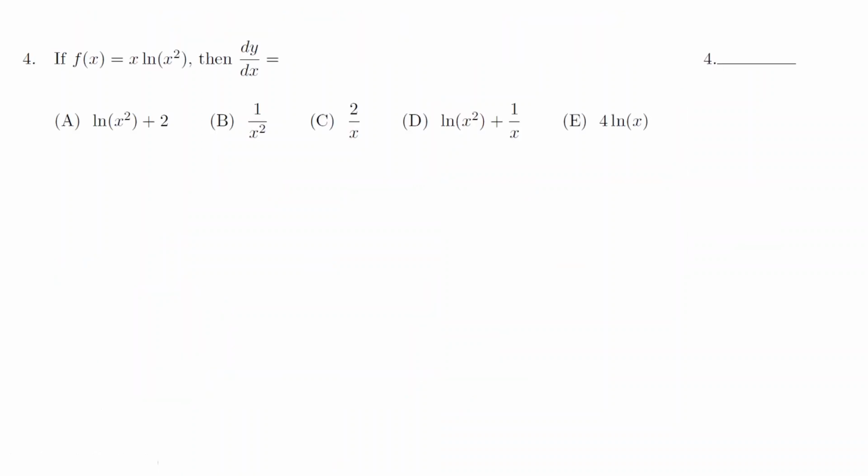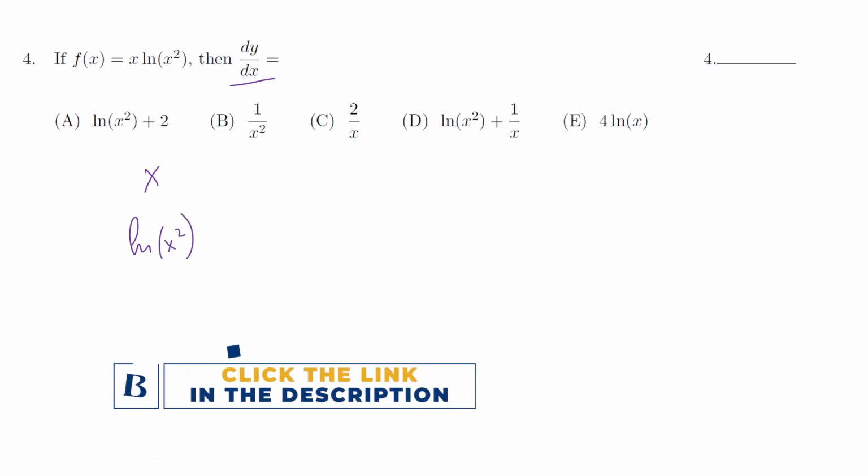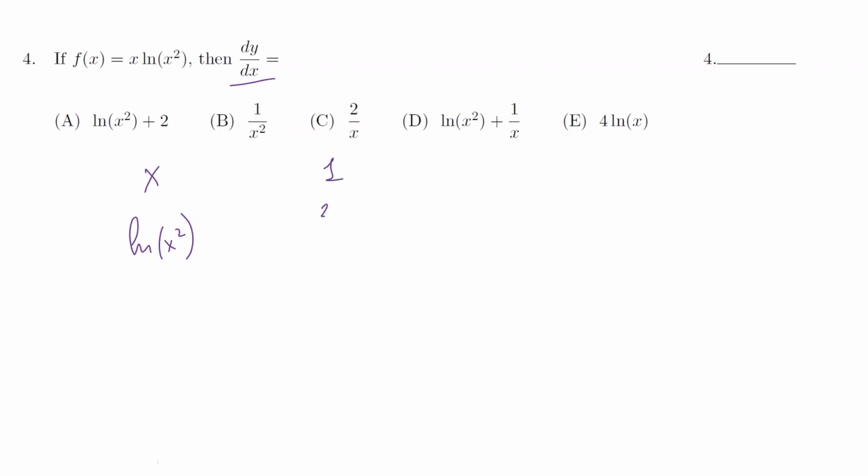Next. If f of x is equal to x times ln of x squared, then dy dx. dy dx is just a fancy way of saying the first derivative. So let's do the box method. So x, here we got ln of x squared. Again, the purpose of the video is just to do it fast, not to show all the tricks and tips. The first derivative of x is 1. The first derivative of ln of x squared is 2x over x squared. And we can just cancel this out into 2 over x.